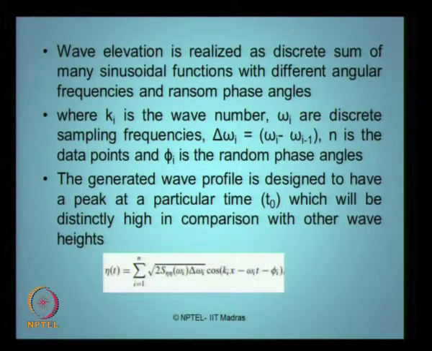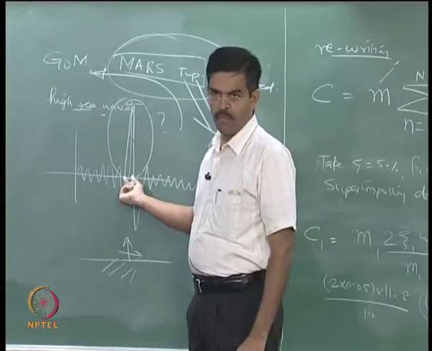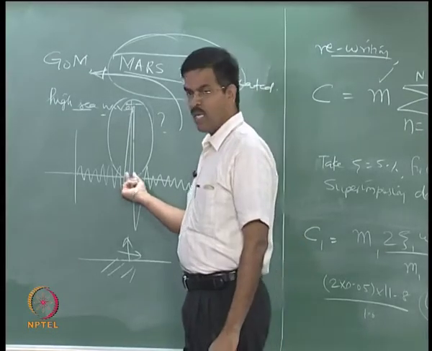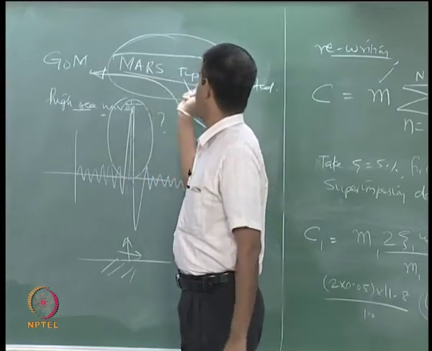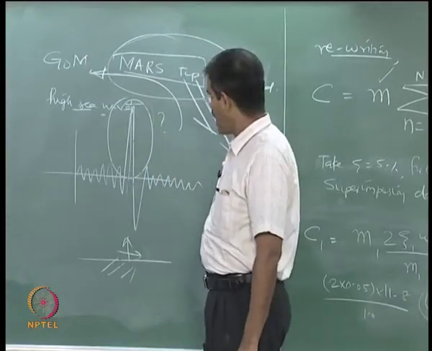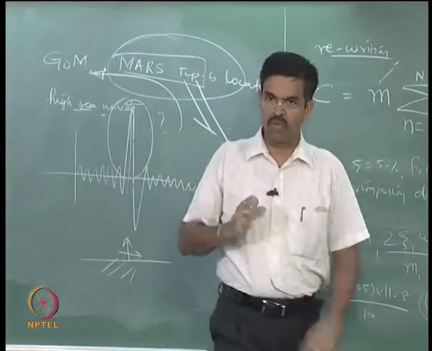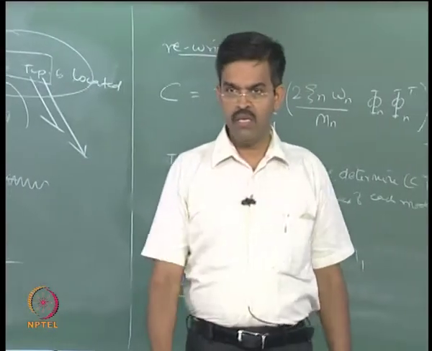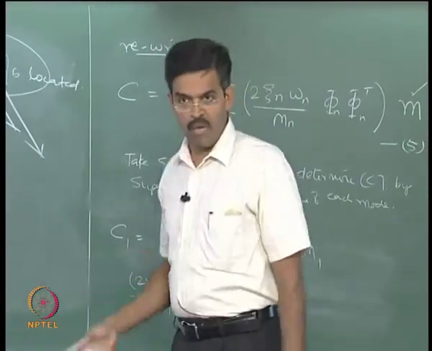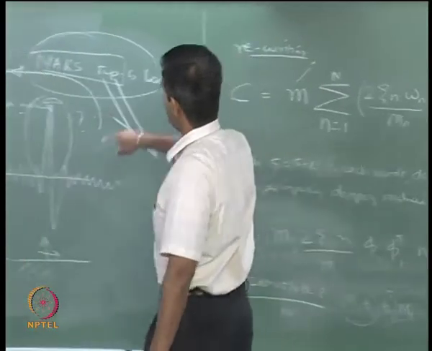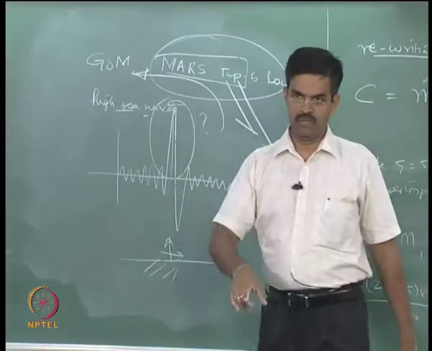The generated wave profile is designed to have a peak at a specific particular time t naught. So, I can fix this peak where I want to have. Obviously I fixed this peak at a specific degree of freedom of this TLP which can near resonate for a given loading. So, I can always check whether the TLP generated will be stable for this specific kind of wave if it occurs.